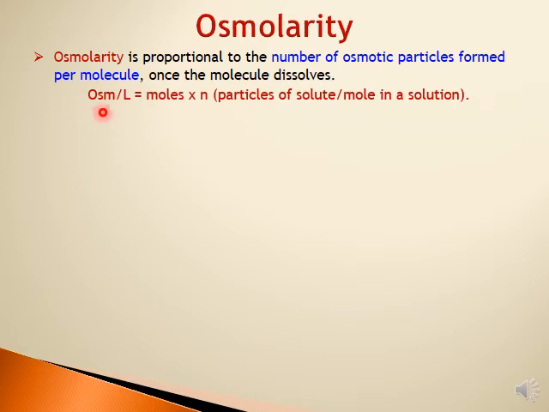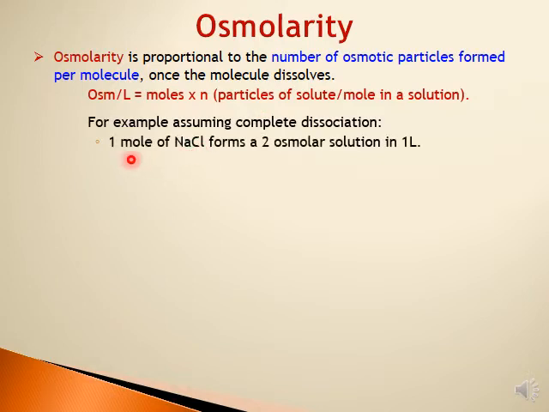So osmolarity, which is in osmoles per liter, is the number of moles multiplied by the number of particles that are generated per molecule in the solution. For example, if I have 1 mole of sodium chloride dissolved in water, this will give me a 2 osmolar solution, a solution that has an osmolarity of 2 osmoles per liter, because as I said, 1 molecule of sodium chloride powder in the solution will give me 2 ions.